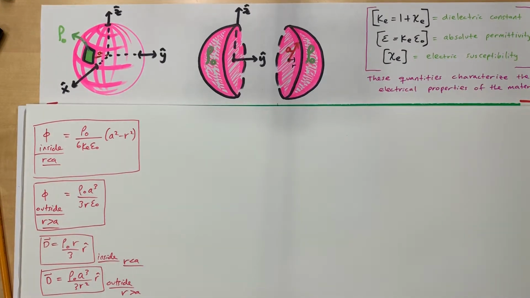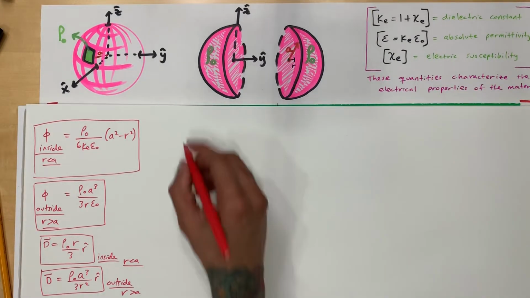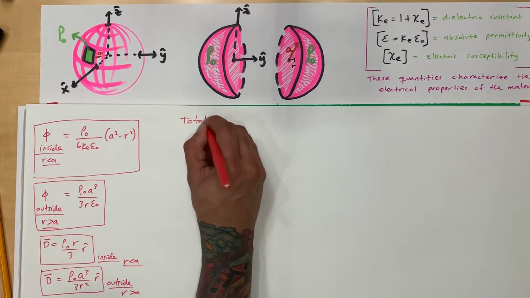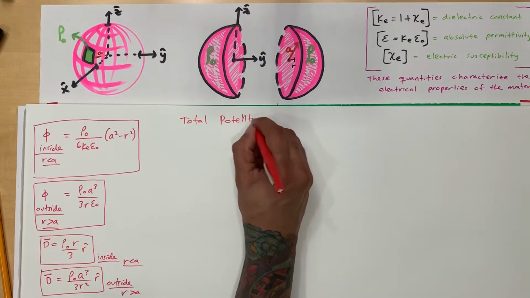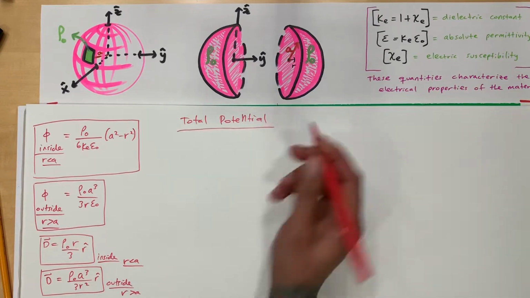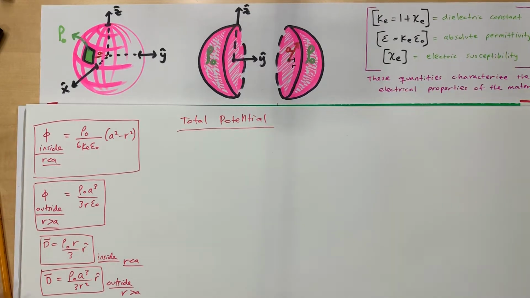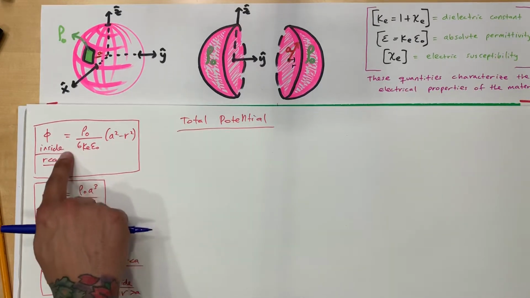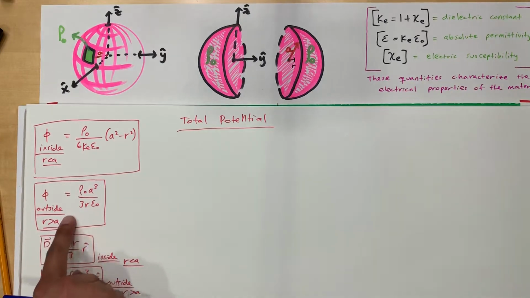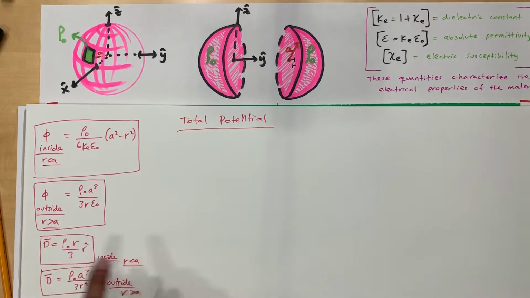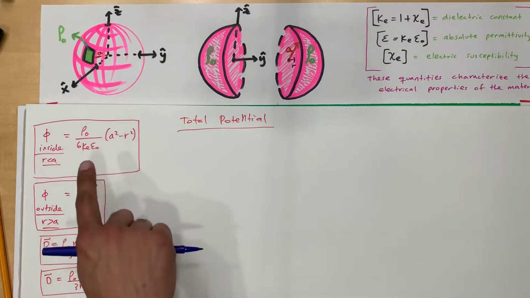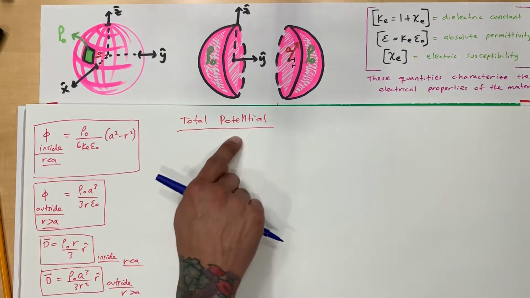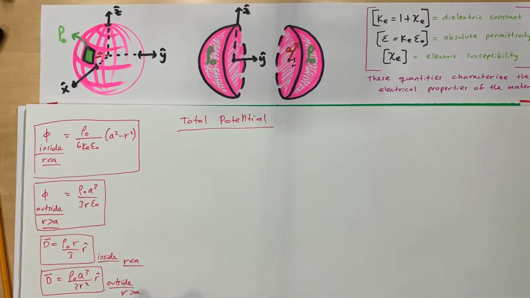All right, so this last segment, we're trying to find now the total potential. So we want the total potential. And it's confusing because we found the potential inside and we found the potential outside separately, but we can't put them together and say that's the total potential. Okay, and I'll explain why.